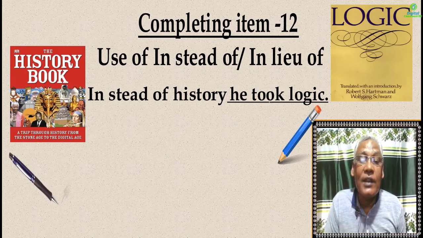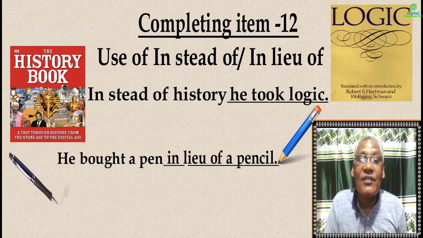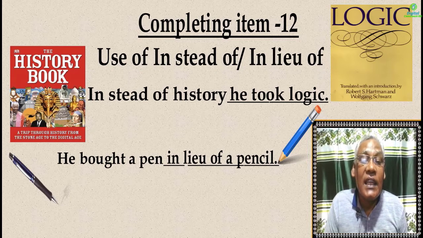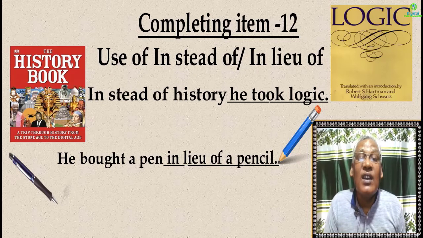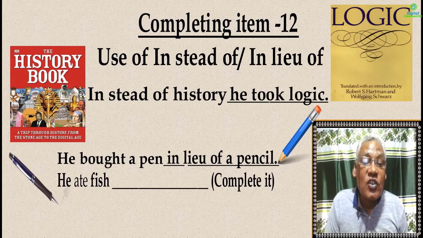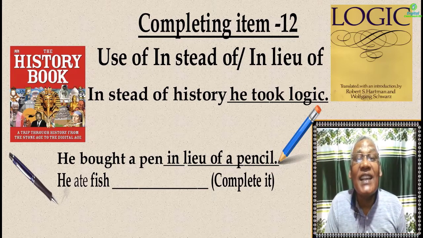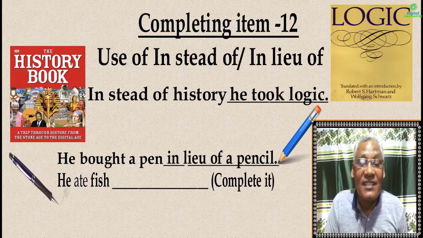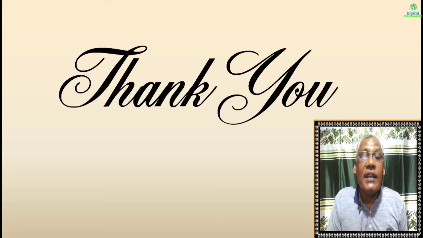What can you see? You can see a pencil and a pen. So he bought a pen instead of a pencil. He bought a pen in lieu of a pencil. In lieu of and instead of, the synonymous meaning. He ate fish. Now please complete it using instead of or in lieu of. He ate fish. That's it. Complete it by yourself.